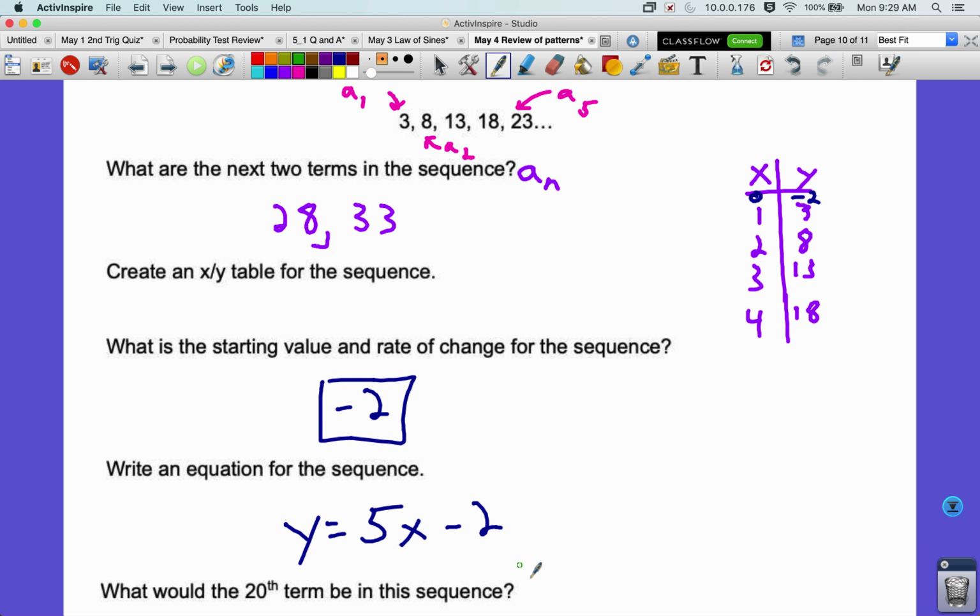will be the 20th term in the sequence. We put in 20 for x. Y equals 5 times 20 minus 2. That's going to be a 98. Plug that into your calculator.